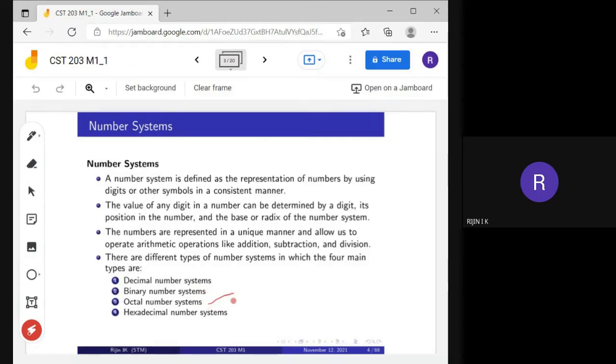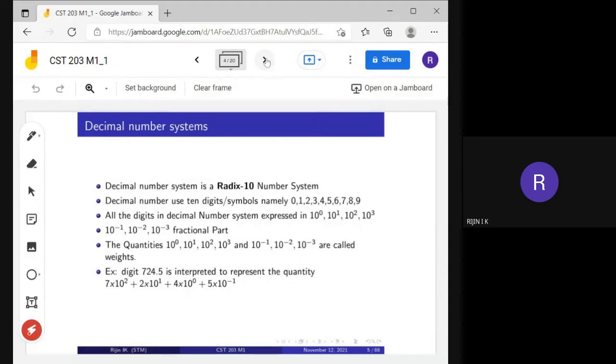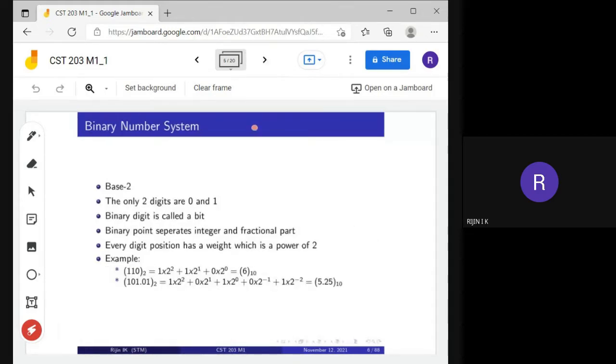We have discussed what the octal number system is and what the hexadecimal number system is. Decimal number system means the number system having 10 symbols, that is base 10. For representing the decimal number system, we use 10 symbols, and whose weights are in the power of 10. That is the decimal number system. Then I discussed the binary number system.